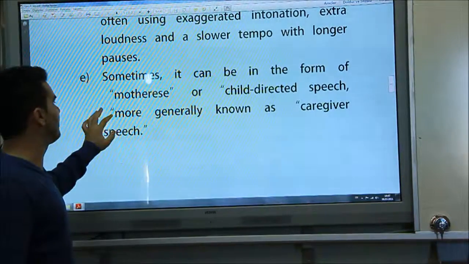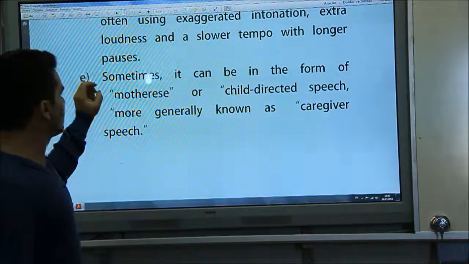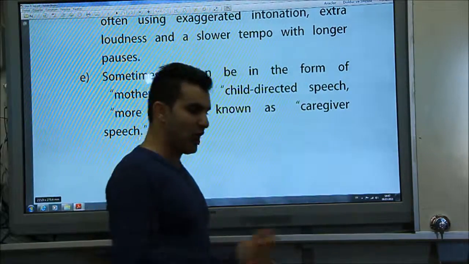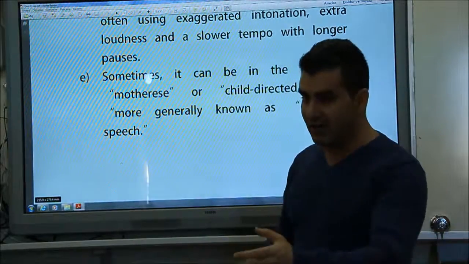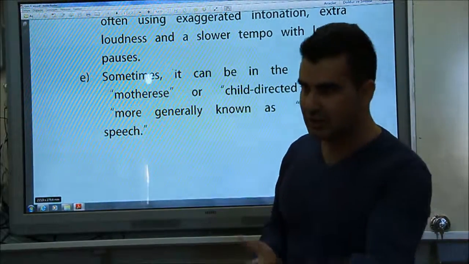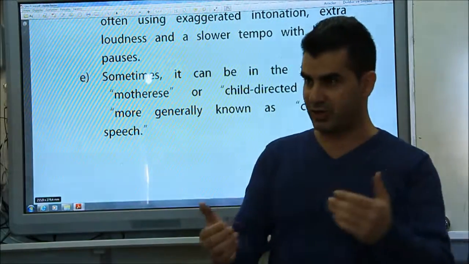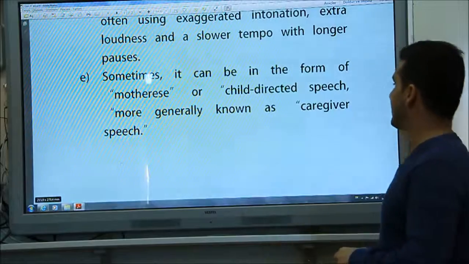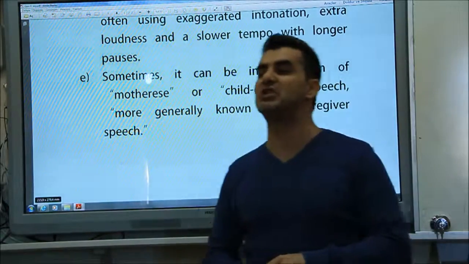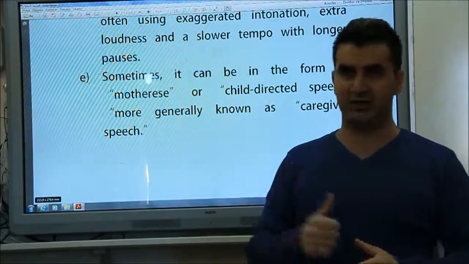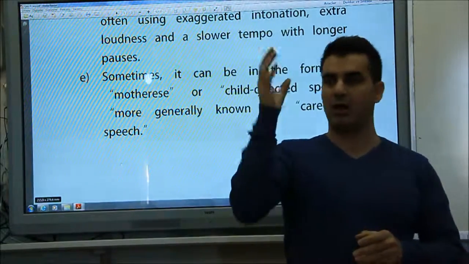Sometimes it can be in the form of motherese, or child-directed speech. When you're talking to a child, it is different. Talking to a child is different from talking to an adult learning a language. And more generally, it is known as caregiver speech.